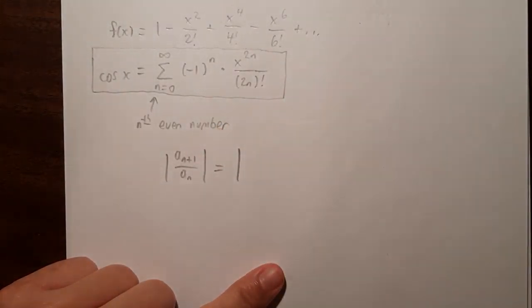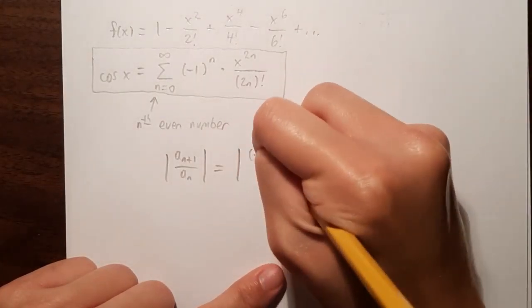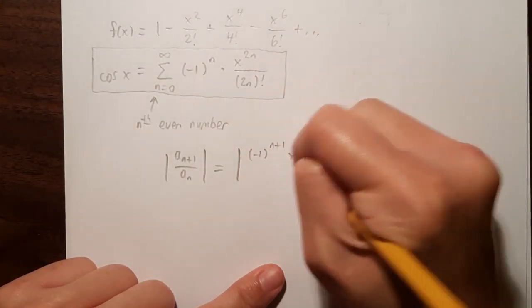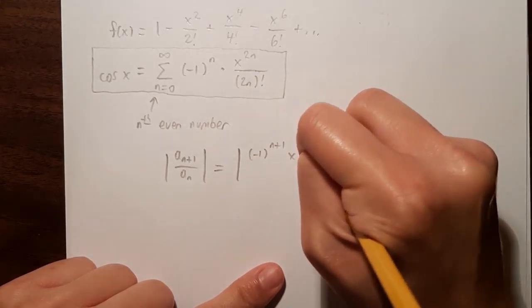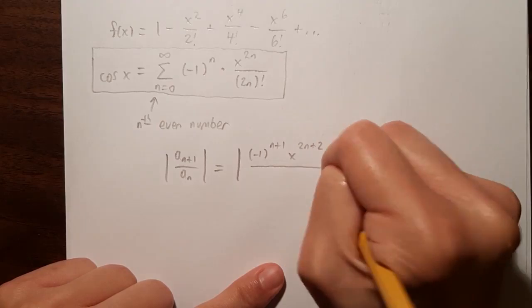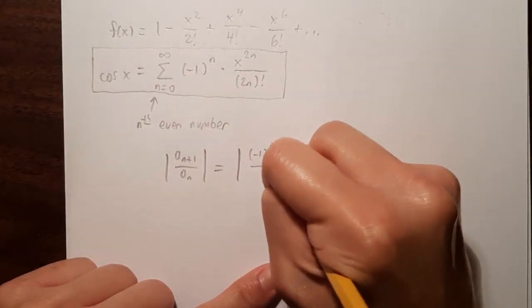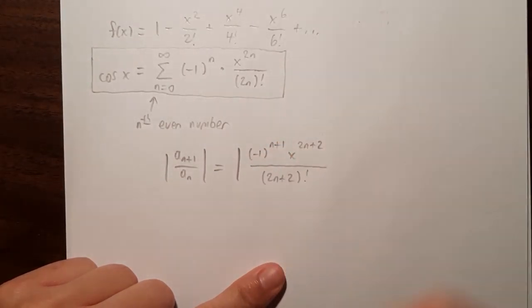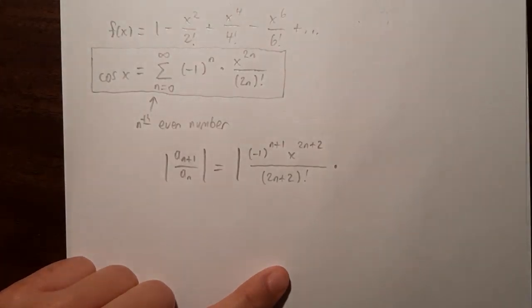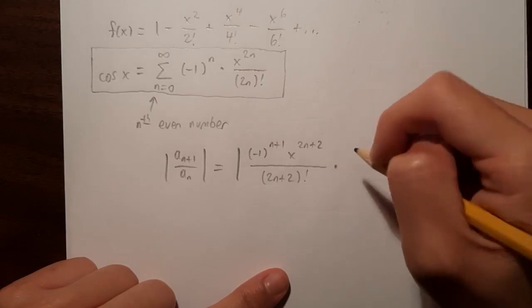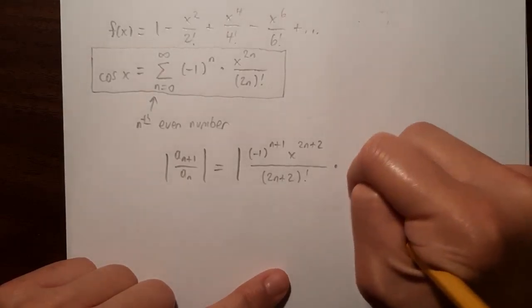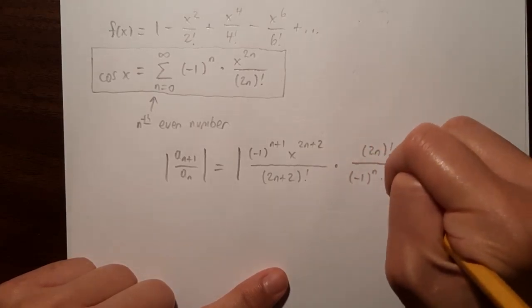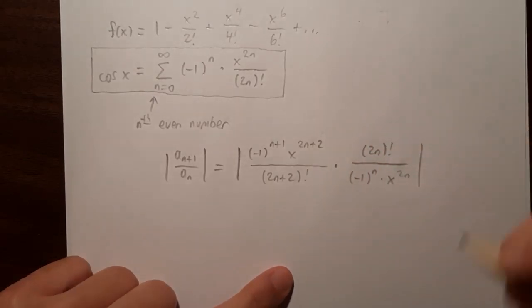So that is the absolute value of negative 1 to the n plus 1 times x to the, if I simplify it, 2n plus 2. And down below, I'm going to have 2n plus 2 factorial. And then times the reciprocal of the original. So that'll be a 2n factorial on top. And on bottom, we'll have negative 1 to the n times x to the 2n.